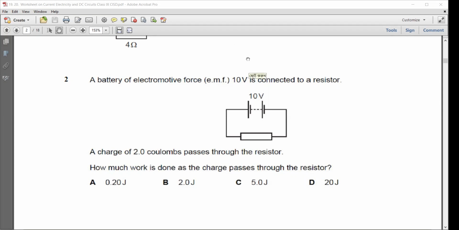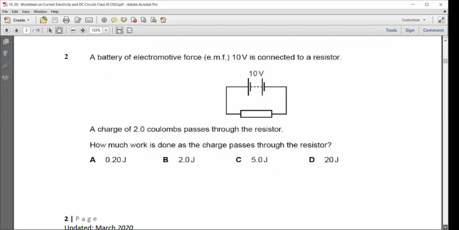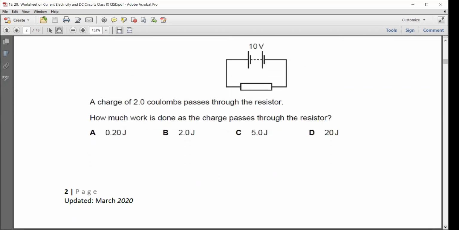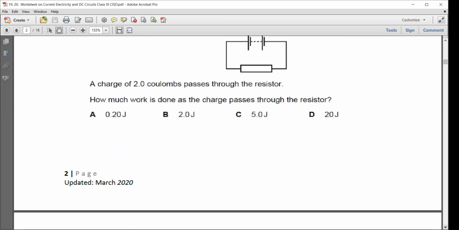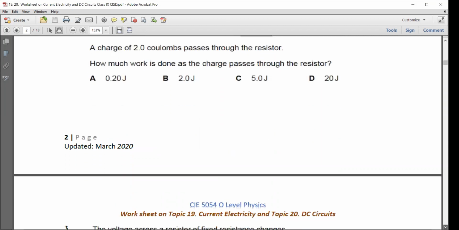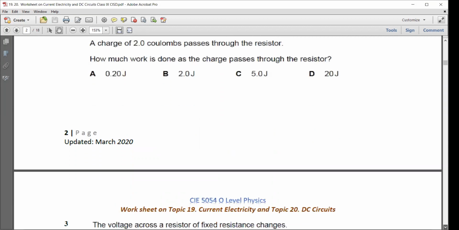Sir, current and voltage is proportional, right? Yes, that is Ohm's law. If the resistance is constant, then current is directly proportional to voltage. That is Ohm's law. That means we are using the same conductor. Resistance and temperature should be constant.